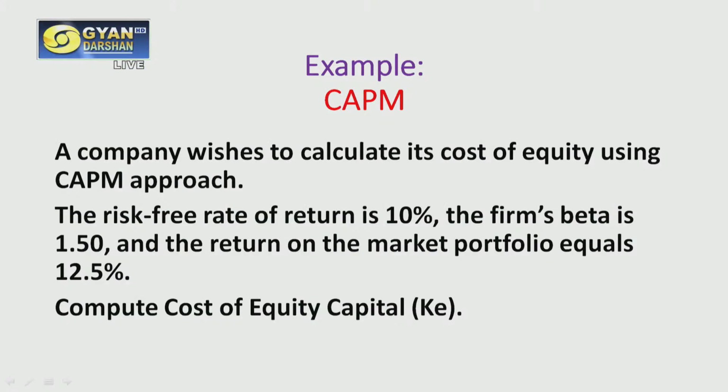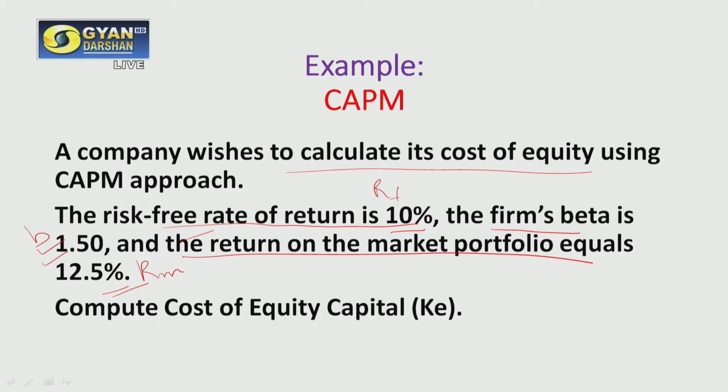Now let us see one more example of the CAPM model, the capital asset pricing model. A company wishes to calculate its cost of equity using the CAPM model. The risk-free rate of return is 10% in this case. So RF, the risk-free rate of return, is given as 10%. The firm's beta is 1.5. So beta is our systematic risk factor, which represents systematic risk. And the return on the market portfolio is equal to 12.5%. That means our RM is 12.5% and our RF is 10%. Our beta value is 1.5.